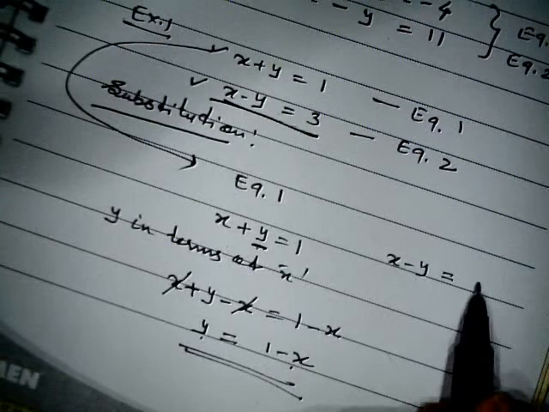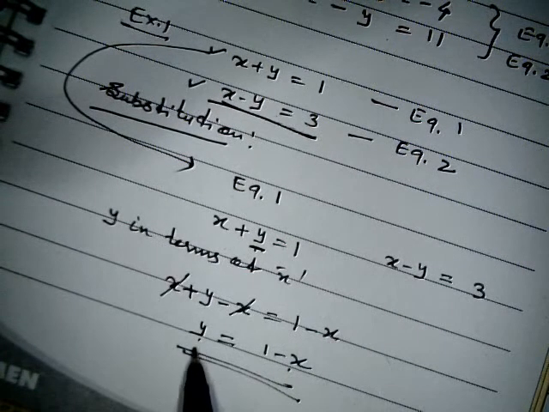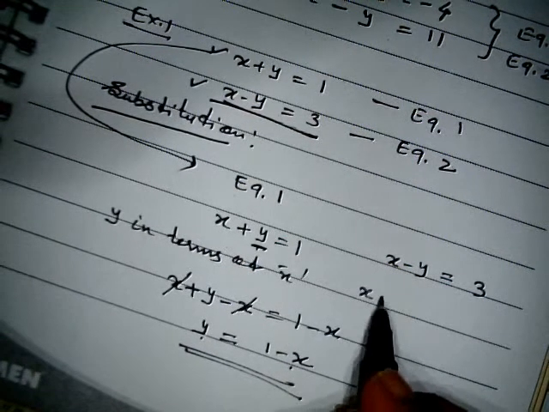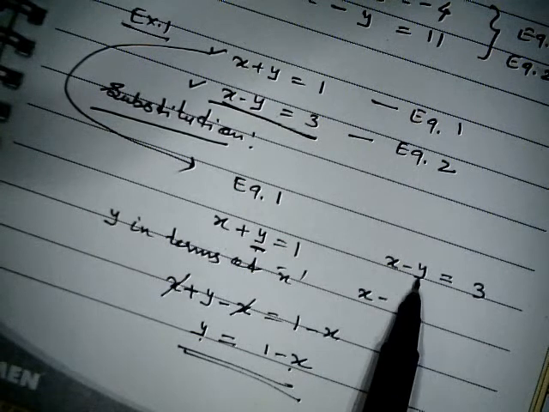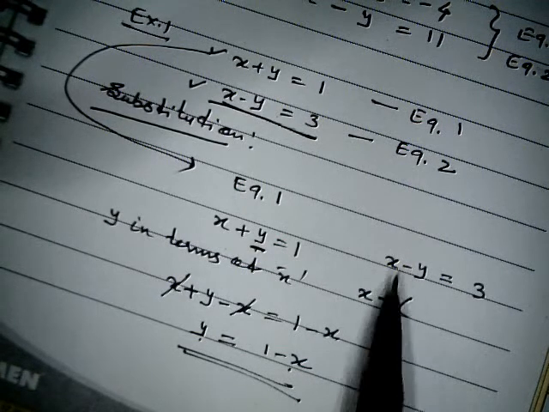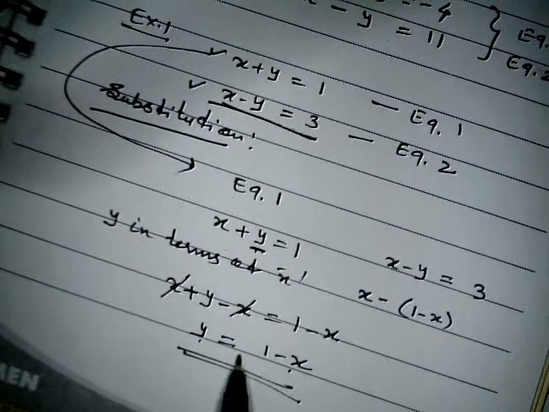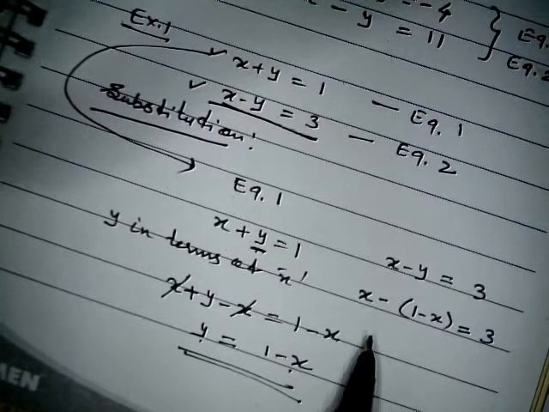So the x will remain the same, and y contains two terms, and before y you can see the negative sign. So I am going to keep this value inside the parenthesis. Correct? I have kept this value inside the parenthesis, equals 3. Okay. Now I am going to open the parenthesis, because before the parenthesis there is a negative sign.